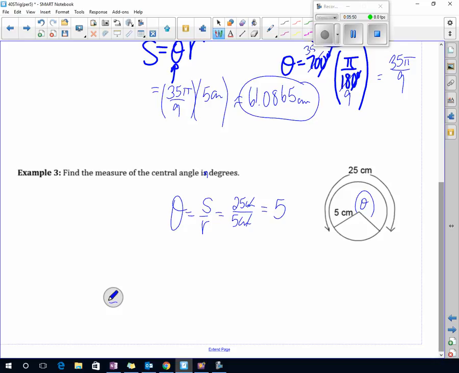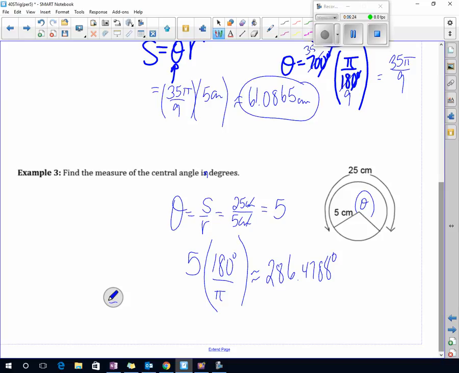I need to times it by 180 over pi. Okay, so we're going to figure out what that is. And what did we get? 286.4788 degrees. Yeah? Okay, any questions?